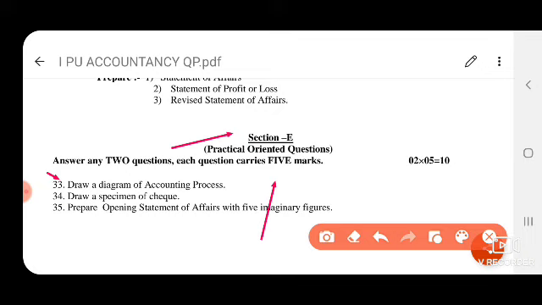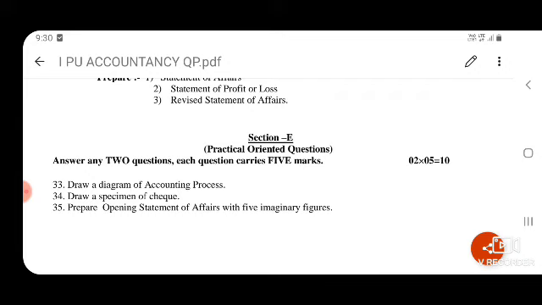Draw a specimen of a check. So how the check will look, that we have to write it. It is there in notes, or we can copy any check, let it be from any bank. Next, prepare statement of affairs with 5 imaginary figures. So statement of affairs you have to prepare with the help of assets and liabilities. So this is about 12 marks and practical oriented questions.